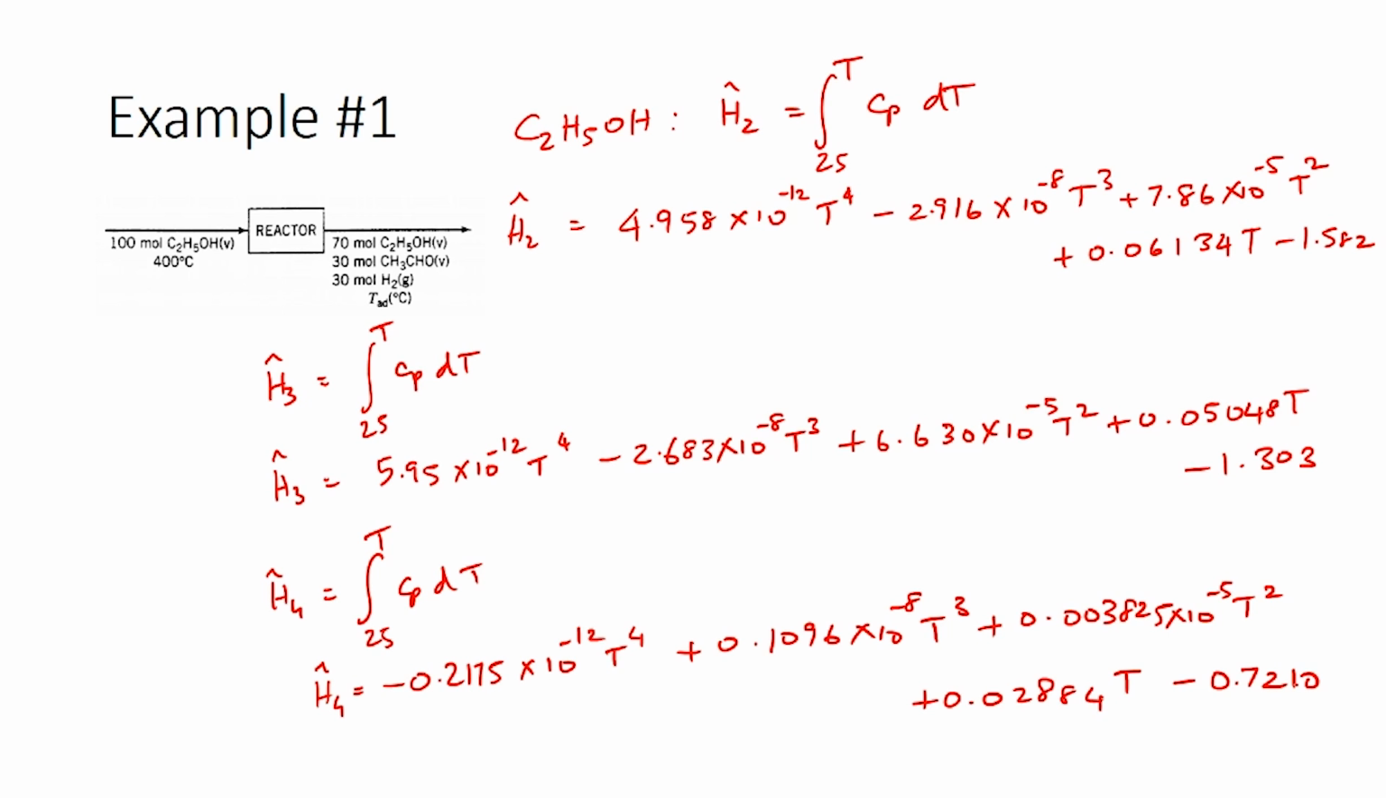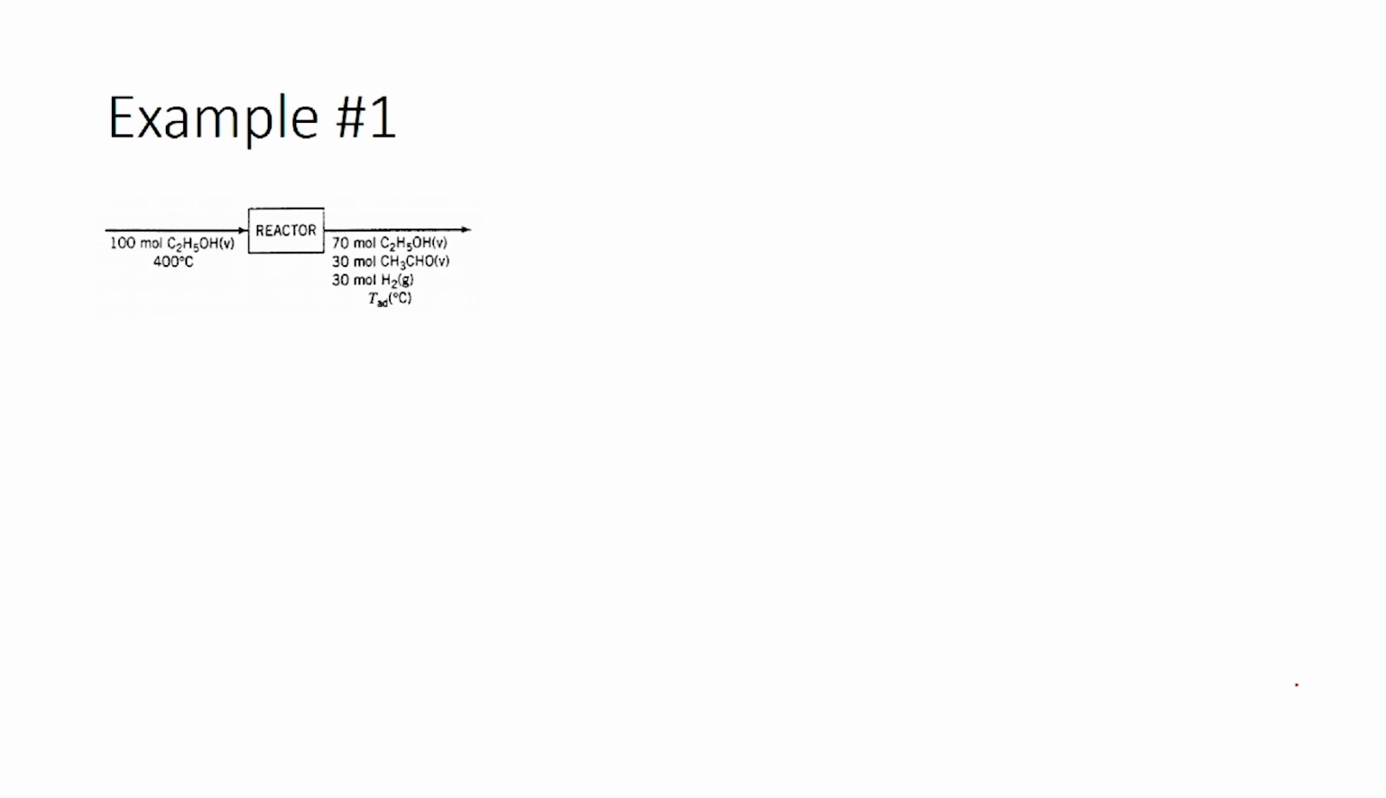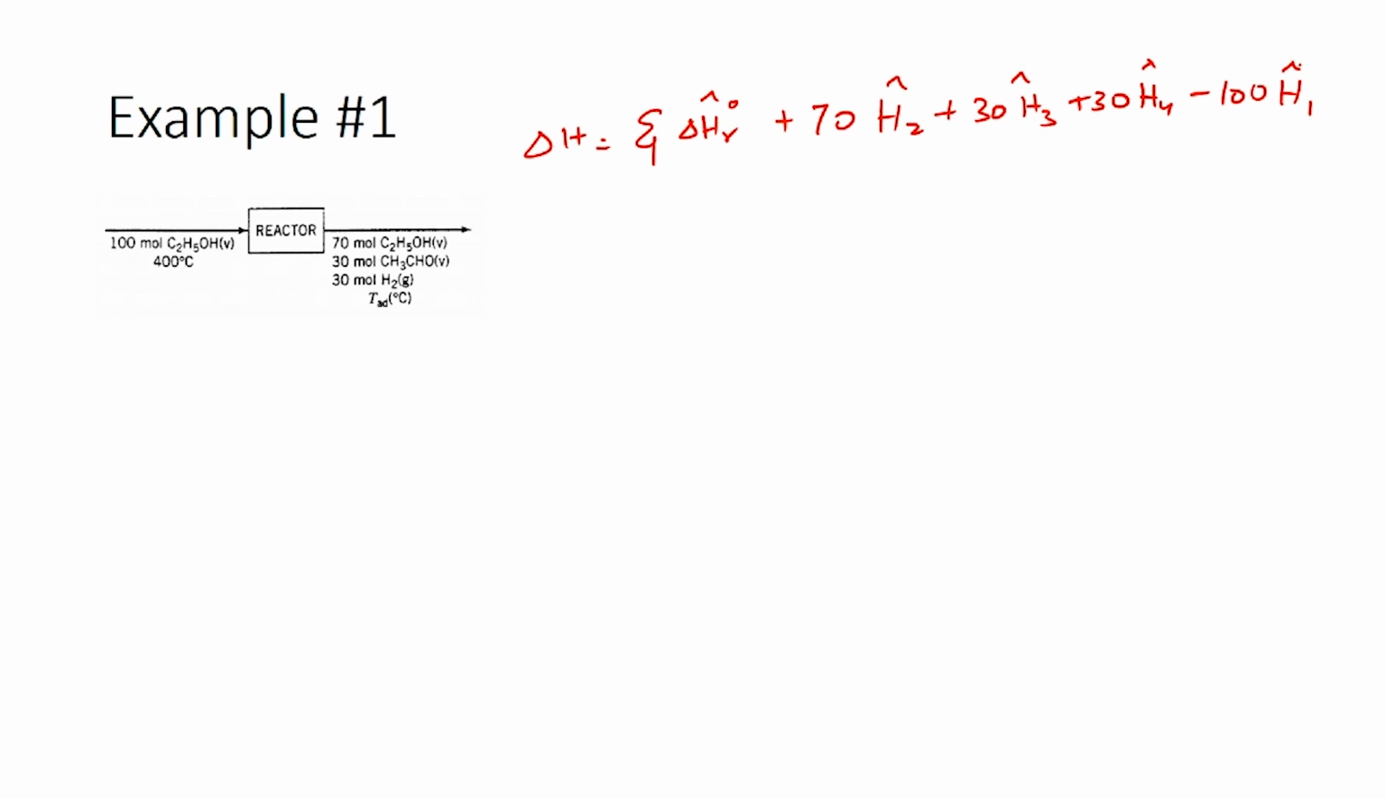Make sure that you use the appropriate Cp values which you can get from the textbooks or handbooks, and you can now use these values and plug them into the equation which we had for delta H dot. So, the equation would become delta H equals xi delta HR plus 70 times H2 cap plus 30 times H3 cap plus 30 times H4 cap minus 100 times H1 cap. So, this would be the equation.